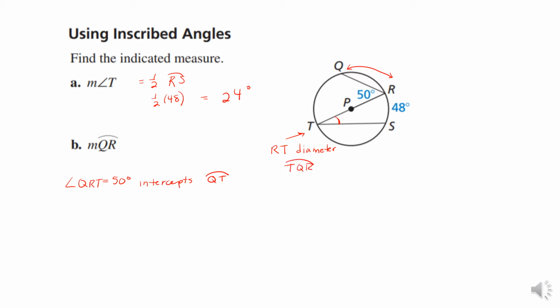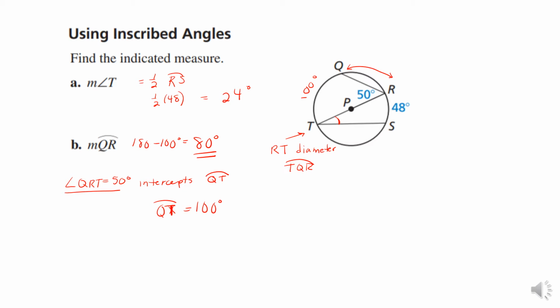TQR, okay? And so since angle QRT is 50 degrees, QT is going to be twice that, which means it's 100 degrees. So that means this is 100 degrees. Since RT is a diameter, then QR would be 180 minus 100 degrees equals 80 degrees. And that is the answer for QR. So sometimes you have to get creative and work backwards to solve these things.